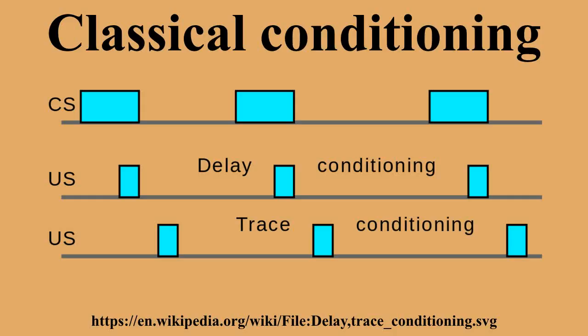Blocking. This form of classical conditioning involves two phases. Phase 1: a CS is paired with a US. Phase 2: a compound CS is paired with a US. Test: a separate test for each CS is performed. The blocking effect is observed in a lack of conditioned response to CS2, suggesting that the first phase of training blocked the acquisition of the second CS.